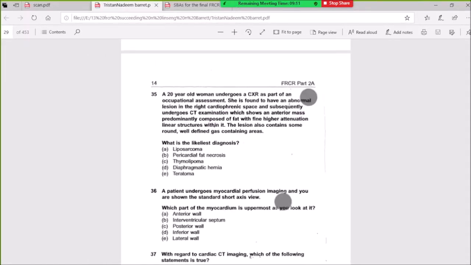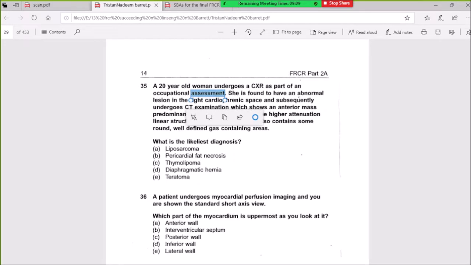A 20-year-old woman undergoes surgery as part of an occupational assessment. She is found to have an abnormal lesion in the right cardiophrenic space and subsequently undergoes CT examination, which shows an anterior mass predominantly composed of fat with high attenuation linear structures within it. The lesion also contains some round, well-defined gas-containing areas which are bowel loops. So the diagnosis is primary hernia.